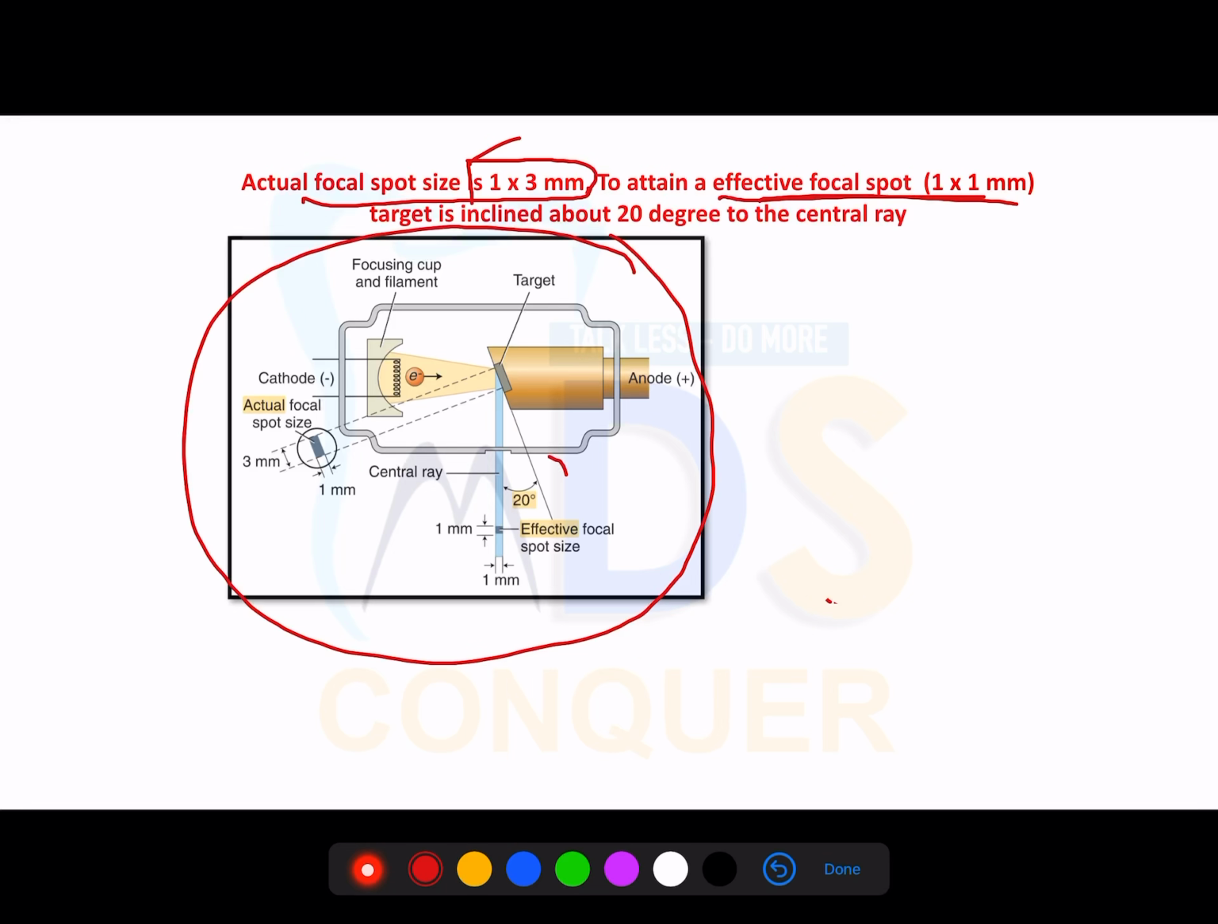And there is an important angulation here, that is 20 degrees. To attain an effective focal spot, this target is inclined about 20 degrees to the central ray. So the numericals you have to remember are actual focal spot, that is 1 into 3 mm, effective focal spot, that is 1 into 1 mm, and the target inclination of 20 degrees.